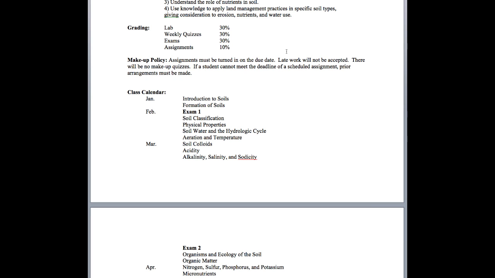There's about 1 a week. If you start missing them, that's going to start reflecting on your grade, because those are a significant portion of your grade. The exams are pretty straightforward in terms of multiple choice. There may be some matching or some short answer, but there's 3 exams.